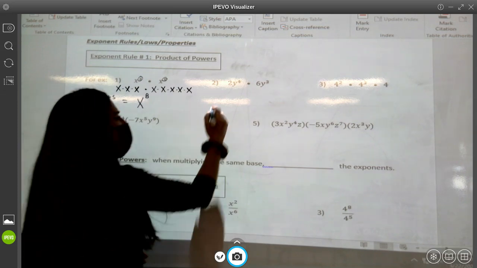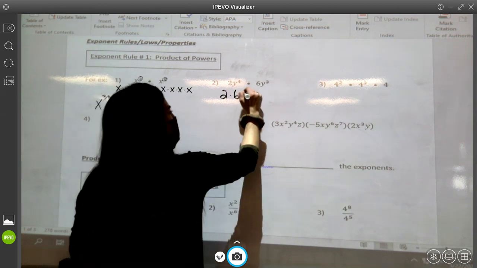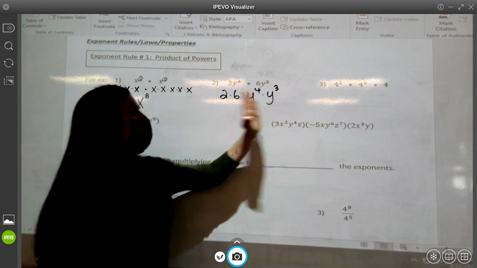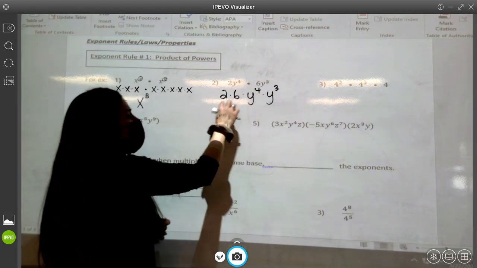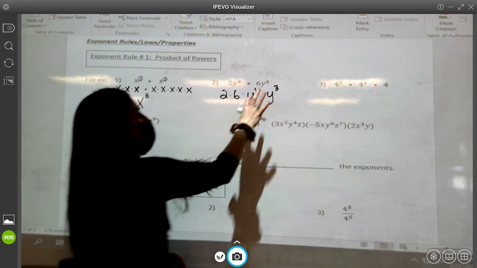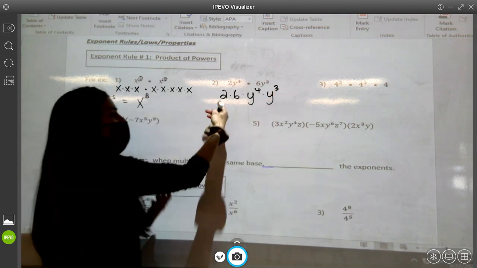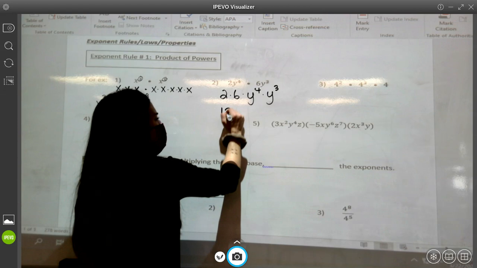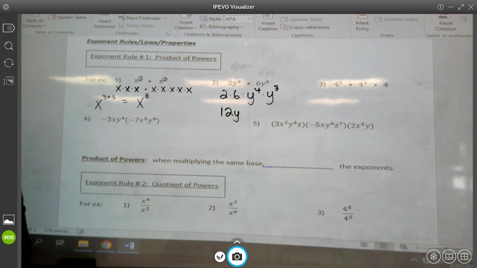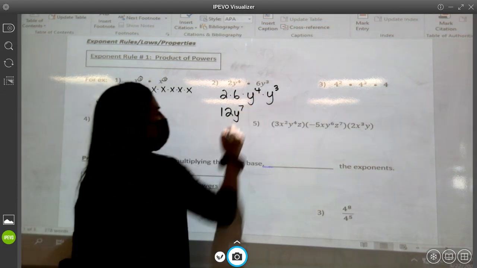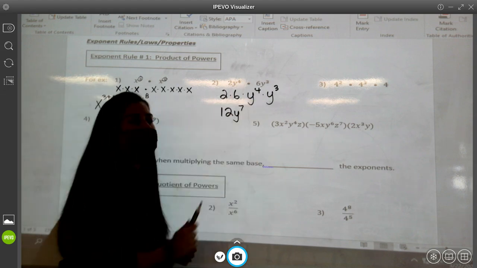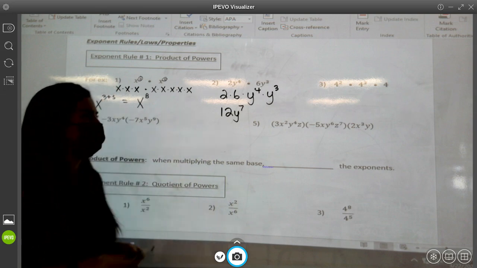So just for this example, let's rearrange it. Let's do 2 times 6 times y to the 4th times y to the 3rd. Let's put it in a nicer order. So what you end up doing in this problem is 2 and 6 are numbers, y's are bases, and 4 and 3 are exponents. So the problem says multiply. So multiply your numbers, 12, keep the base the same, and what do we do in a multiplying problem? We add our exponents. 4 plus 3 is 7. So it's 12y to the 7th. So you end up multiplying your numbers, keep your base the same, add your exponents.